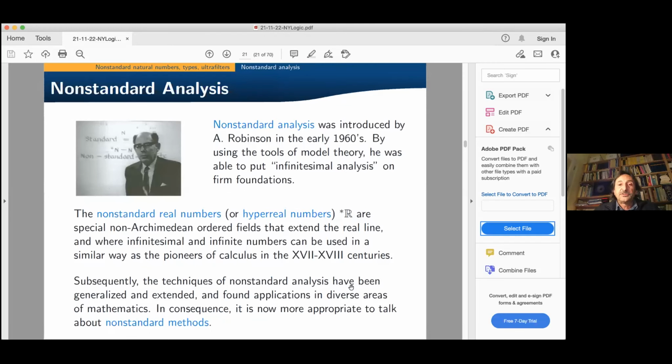So I mentioned ultrafilters. Now let me mention what we mean by non-standard natural numbers. Of course, I cannot introduce non-standard analysis from scratch. I think all of you know what it is, but let me just mention that nowadays we are talking more about non-standard methods rather than non-standard analysis, because it started with applications in calculus and analysis, but then developed in application to topology or to functional analysis and many other topics, including now Ramsey theory and combinatorics.